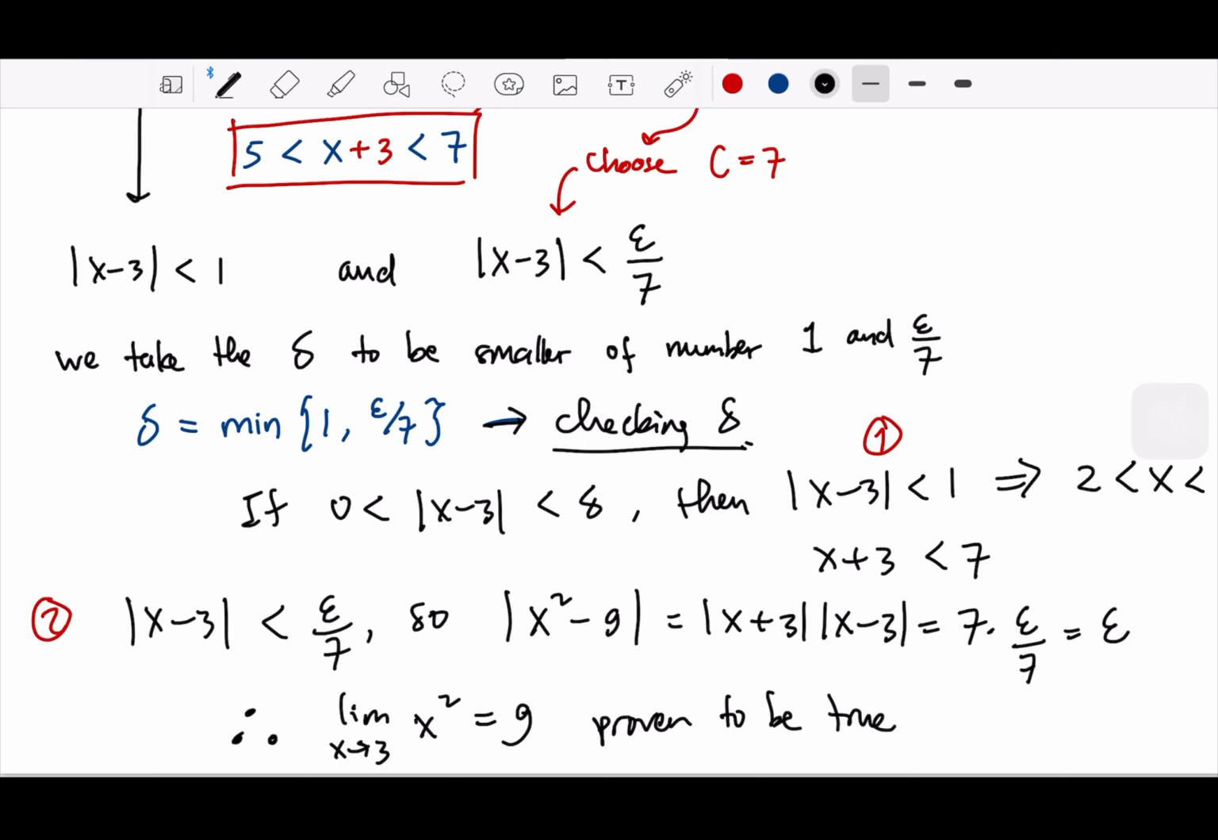Well, I must admit that the middle part here seems like it's really confusing, right? It seems confusing.